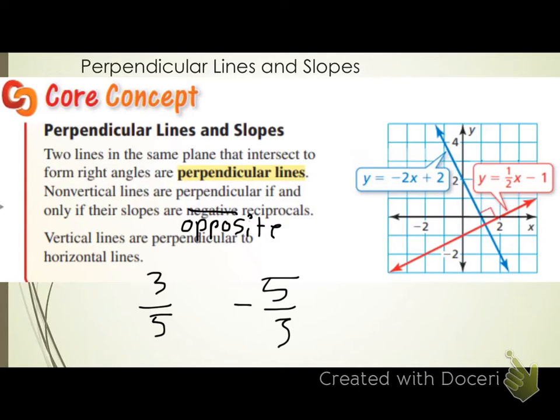Any questions about perpendicular lines and their slope? Just remember, you have to flip the fraction and you have to change the sign. And I'm going to be using the word opposite reciprocal, like I said, instead of negative reciprocal. Can I go ahead and move on, or are we still taking some time to write? I'll take that as I can move on.